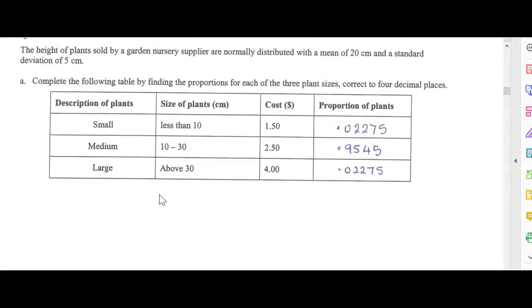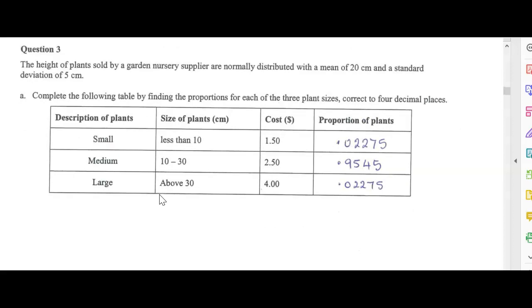All right, moving on to question 3. The height of plants sold by a garden nursery supplier are normally distributed with a mean of 20 and a standard deviation of 5. Complete the following table by finding the proportions for each of the 3 sizes correct to 4 decimal places.